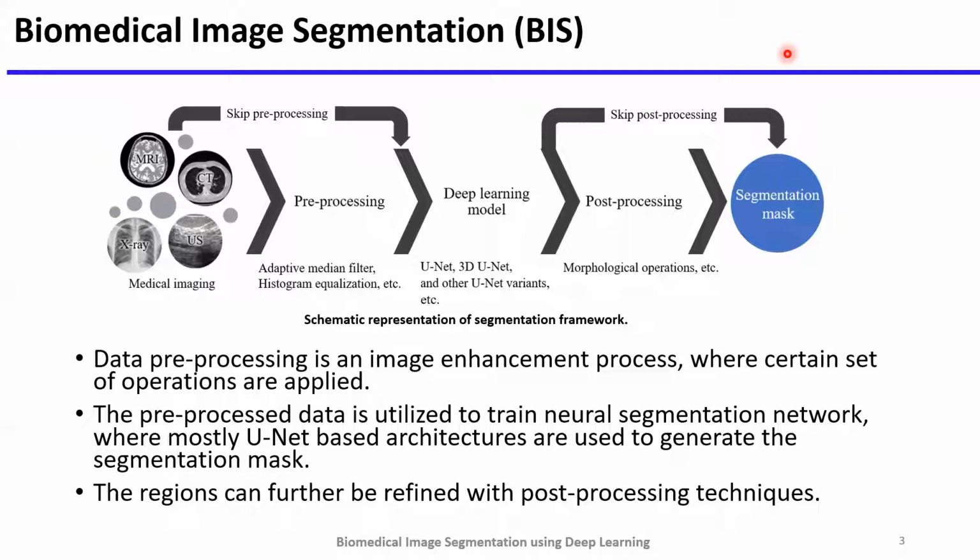Data pre-processing is known as the image enhancement process, where a certain set of operations is applied to overcome the noise and other impurities available in images. The pre-processed data is utilized to train the neural segmentation network, where mostly we use UNet models or similar architectures to generate segmentation masks. The identified region can further be refined with post-processing techniques like morphological operations, etc.